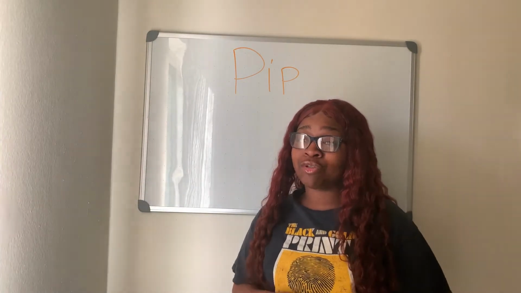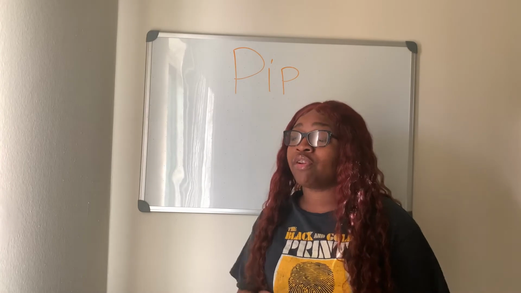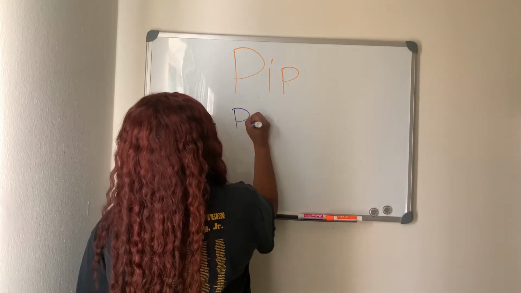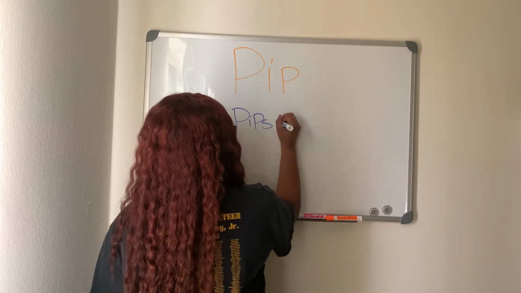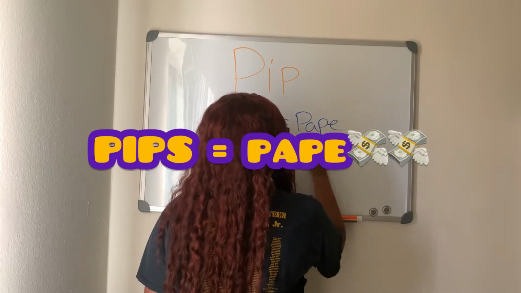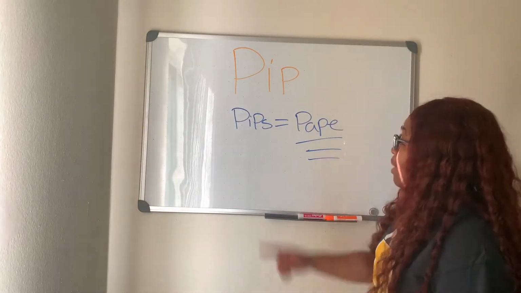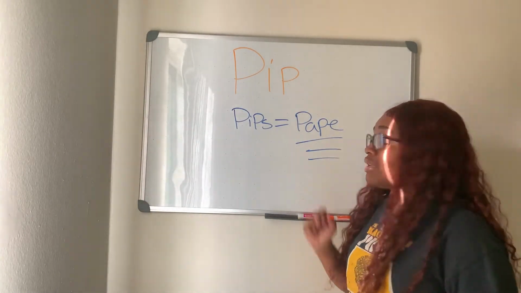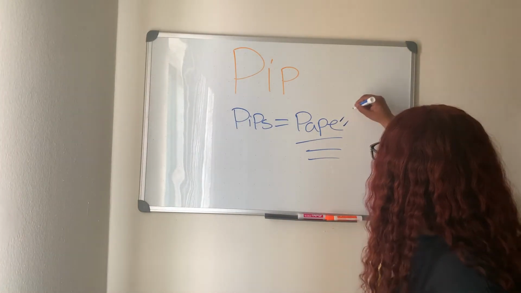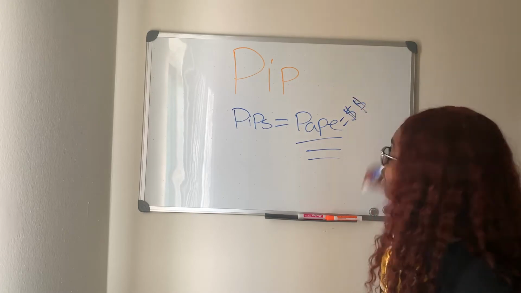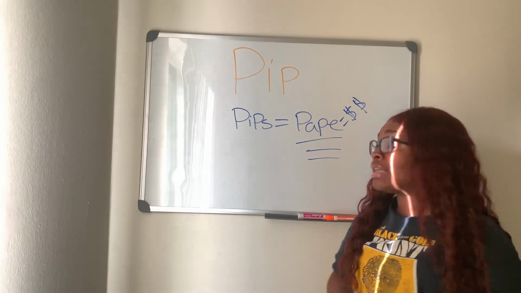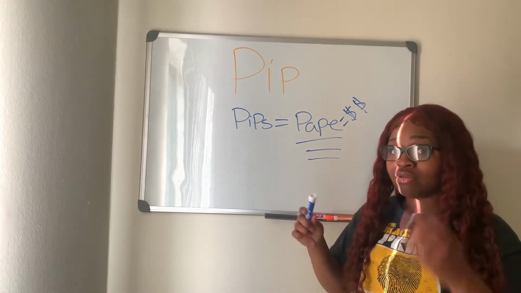Knowing what a pip is when you're trading is very, very important because pips equal PAPE. Say it with me. Pips equal PAPE. You don't know what PAPE is? Money. You need to know how to count pips. You need to know what a pip is because pips equal PAPE.